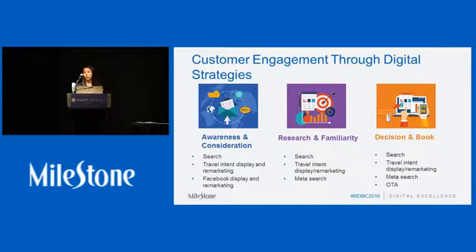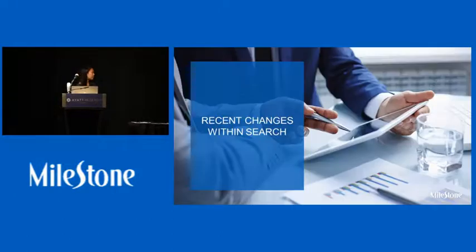The next is research and familiarity. In this situation, people know about you, but they're seeking additional information to find out whether or not you're a fit for their needs. And again, these cover some main strategies as well. And lastly, decision and book. In this situation, a customer knows about your hotel. They're familiar with you. They know that you meet their needs, and they're ready to ultimately book. You can see that there are a lot of different tactics that fall within all of these strategies, and we're going to cover a lot of those in the rest of the presentation.